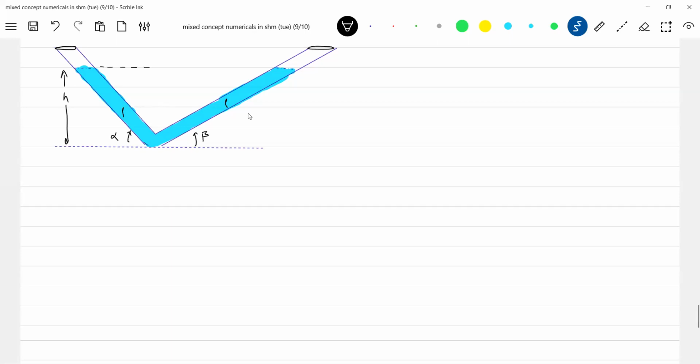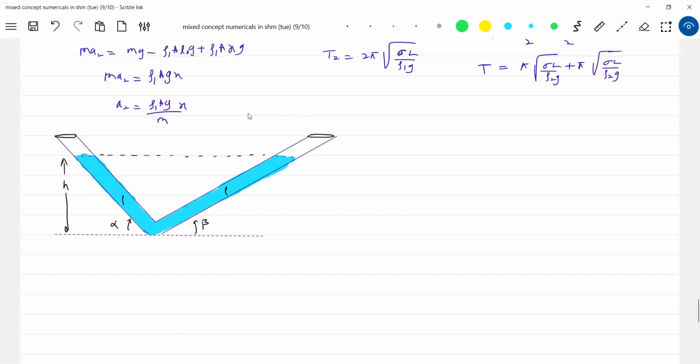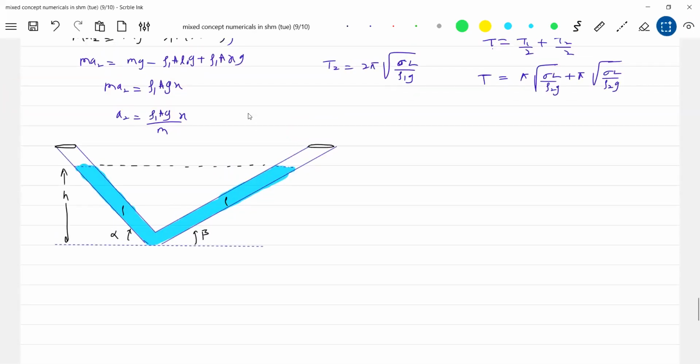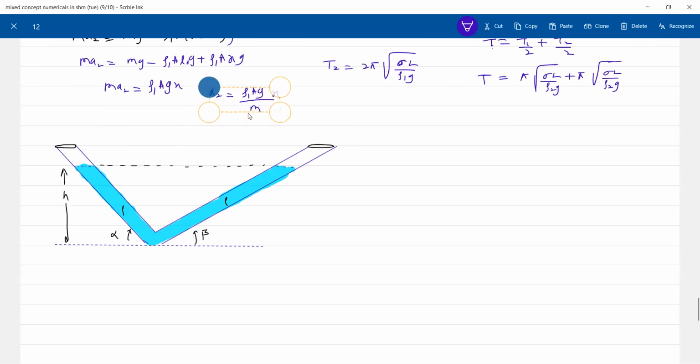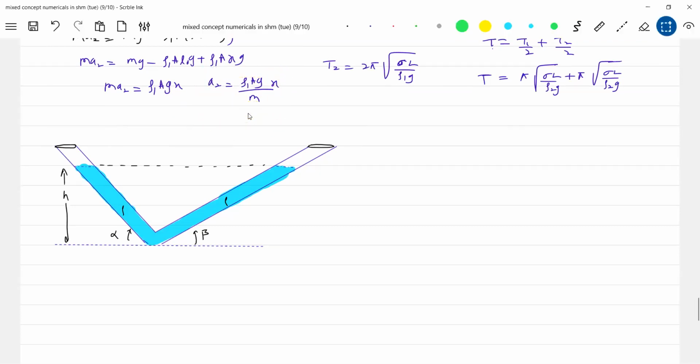Are you trying to see the initial level? I'll slightly displace the liquid column here, so definitely it will rise here. Then it's going to execute SHM. We have to find out that particular time period. Okay, get into the problem now.